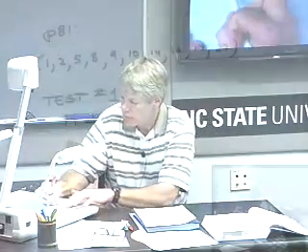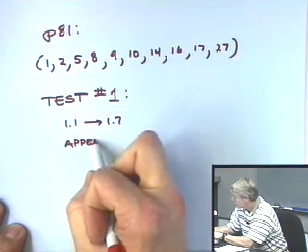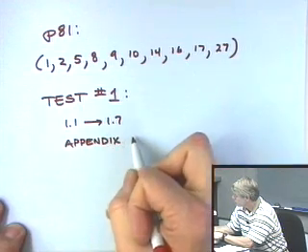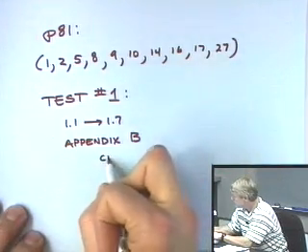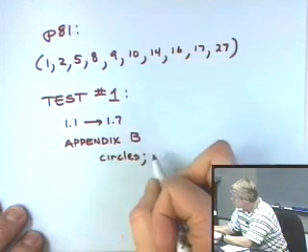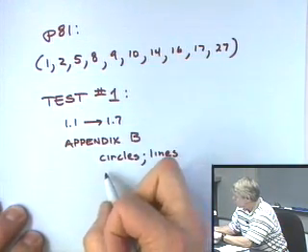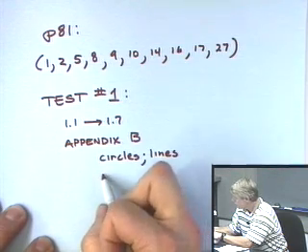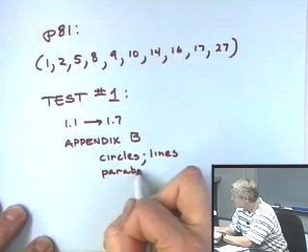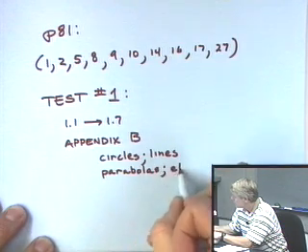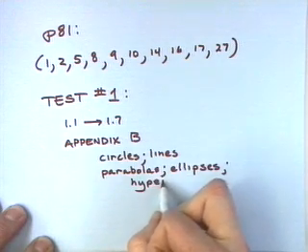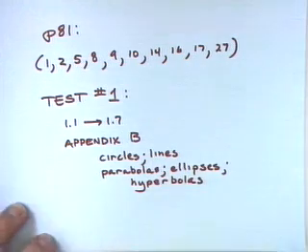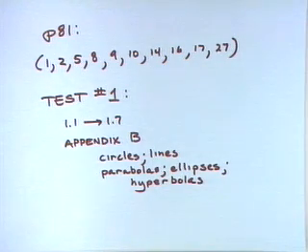The other thing is the appendix. And I believe that was Appendix B, circles and lines. And parabolas. Ellipses. And hyperbolas. And that's the content of the test.